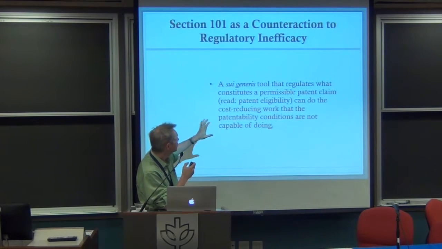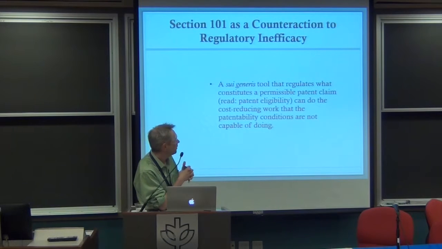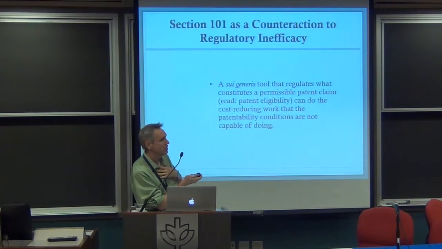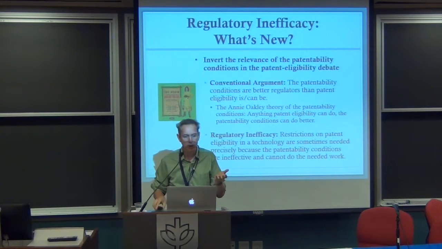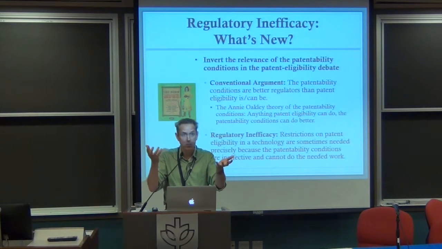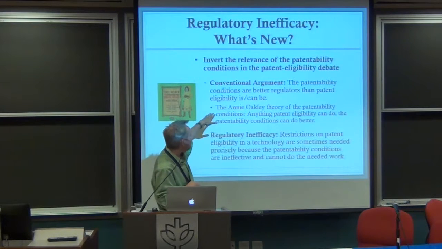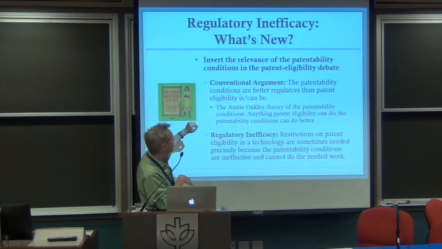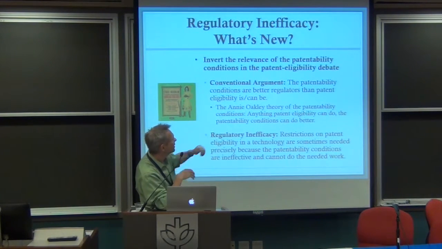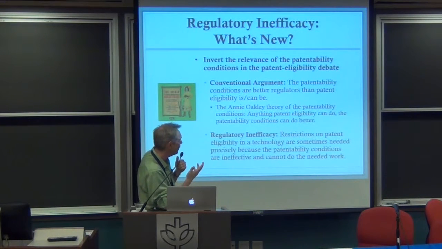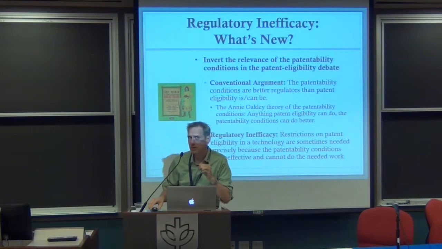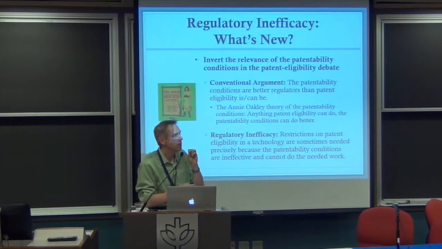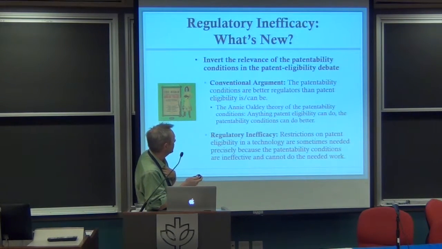One thought is that we can use a sui generis tool, perhaps patent eligibility, to step in and do the cost-reducing work that the patentability conditions are not doing. So what's new here? One thing that's new is I'm flipping around the arguments that are commonly made about the relative merits of the patentability conditions and the doctrine of patent ineligibility. I would call the conventional argument against restrictions on patent eligibility the Annie Oakley theory of the patentability conditions. Anything patent eligibility can do, the patentability conditions can do better. Whereas I'm going to flip that around and say, look, actually sometimes we need restrictions on patent eligibility precisely because the patentability conditions end up being ineffective when they're brought to bear on a particular type of technology.